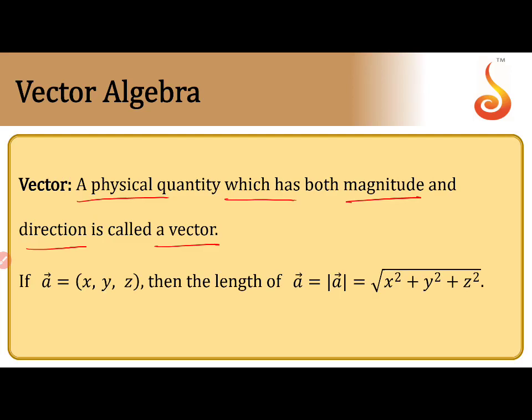Now if a bar equals (x, y, z), here x is the i component, y is the j component, z is the k component. Then the length of the vector a bar is denoted by modulus a, and the value of the magnitude is root over x square plus y square plus z square. I hope you understand this one.